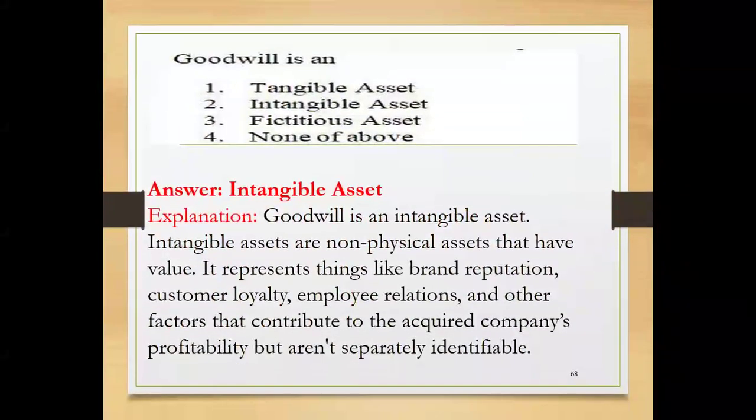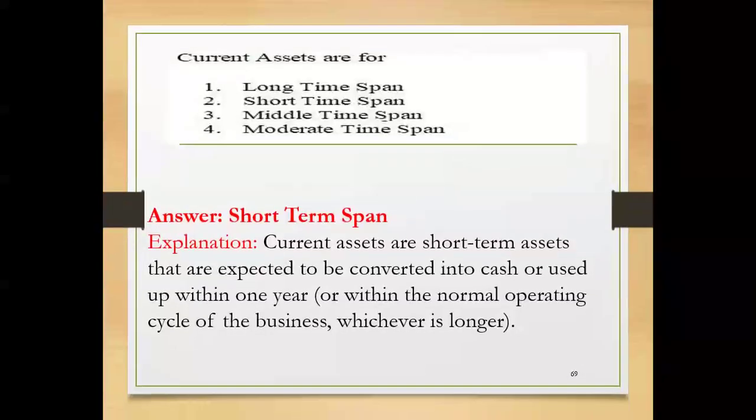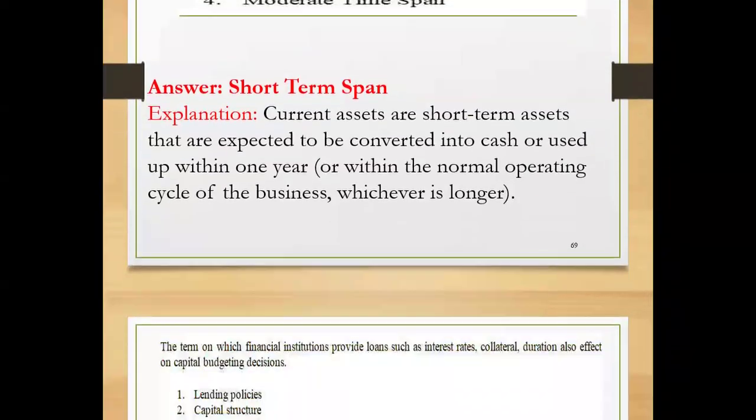Then, goodwill is a tangible asset, intangible asset, fictitious asset, or none of the above. It is an intangible asset which we can't see, which we can't touch, which we can't feel, but it has value. Intangible assets are non-physical assets that have value. It represents things like brand reputation, customer loyalty, employee relations, and other factors that contribute to the acquired company's profitability but are not separately identifiable. Current assets are meant for a short-term span, like bills receivable, cash, prepaid expenses, raw material. They are short-term assets that are expected to be converted into cash within 1 year.